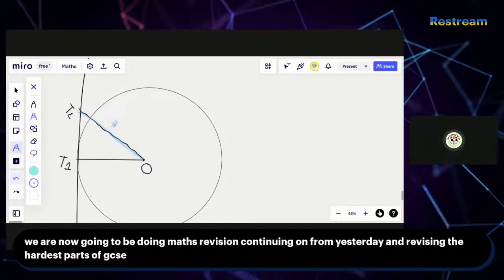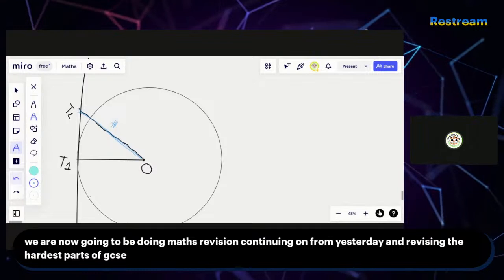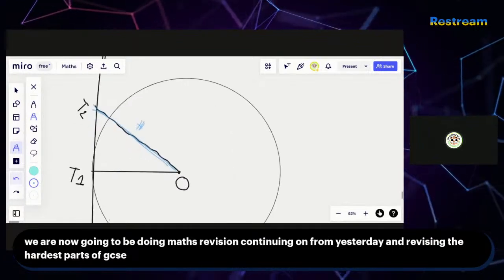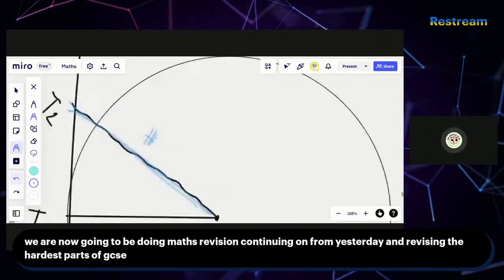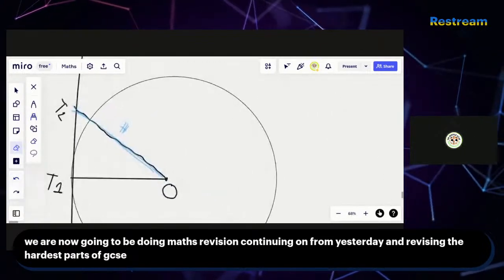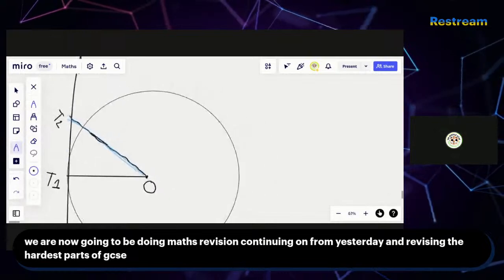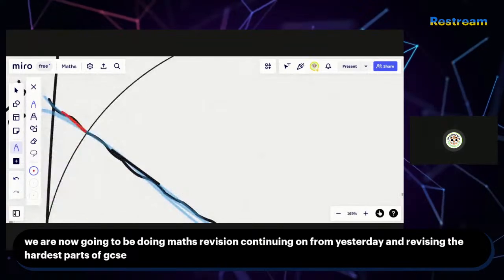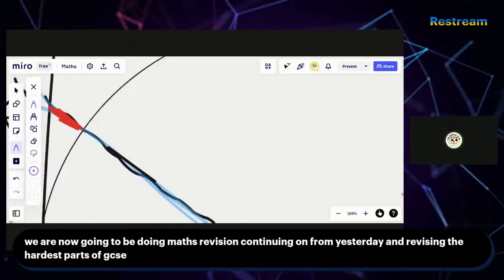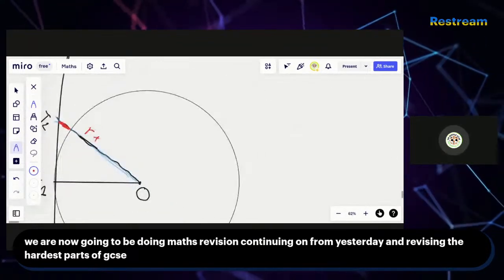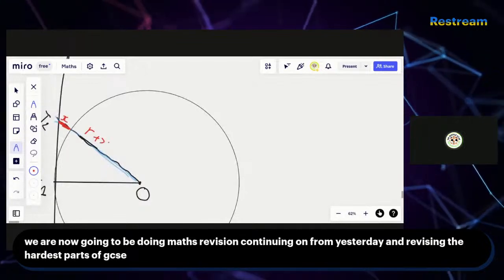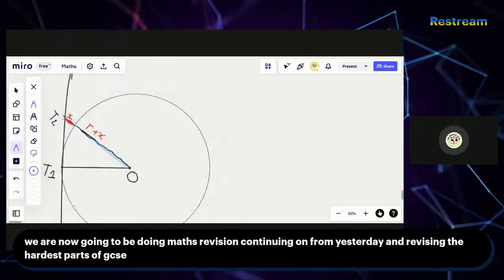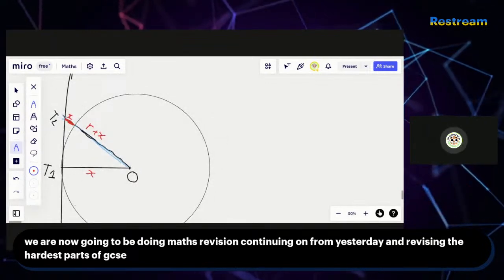So what we're saying here is that this line, T2 to O, is the radius plus this extra bit here. So this length is the radius plus, let's call this x. This is r plus x in length, and O to T1 is x in length.